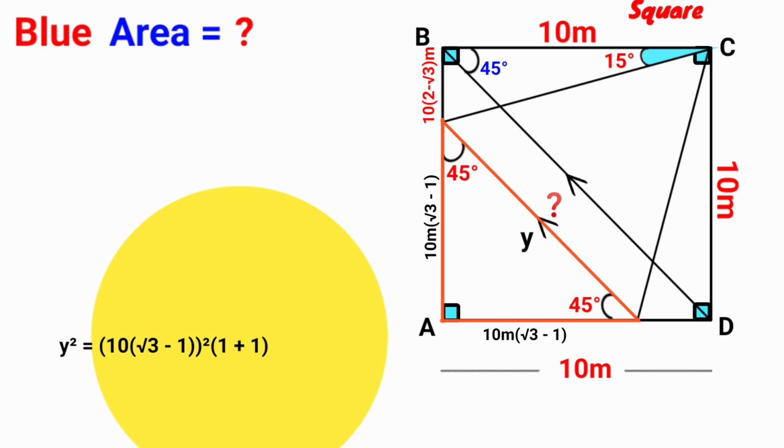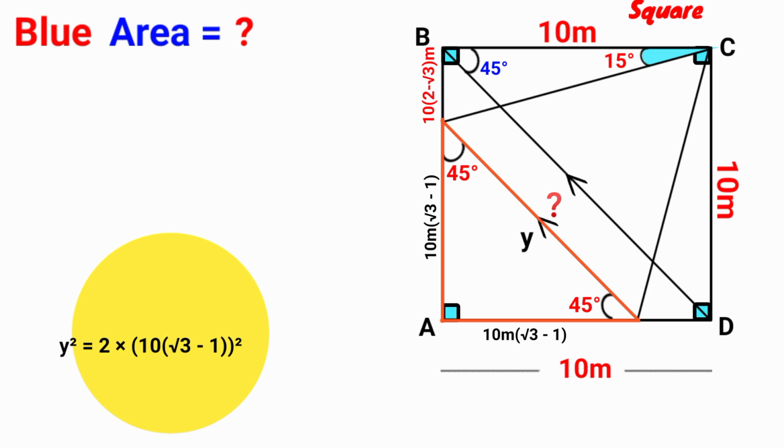Factor it out, it will be 10 open bracket root 3 minus 1 all squared into bracket 1 plus 1. 1 plus 1 is 2. 10 into root 3 minus 1 all squared into bracket 2 is 2 times 10 into bracket root 3 minus 1 all squared.